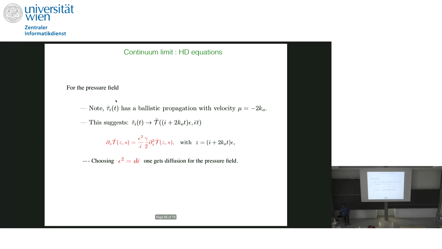Then you get equations. For the phasor field, you observe that it has a convective part and a diffusion part, so it has a ballistic propagation. So we consider this scaling form, and you get this equation. And if you choose diffusive scaling, you get a diffusion equation for the pressure field.